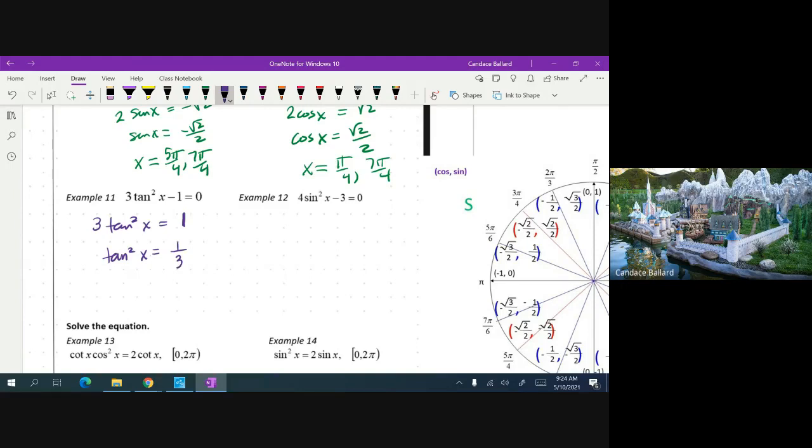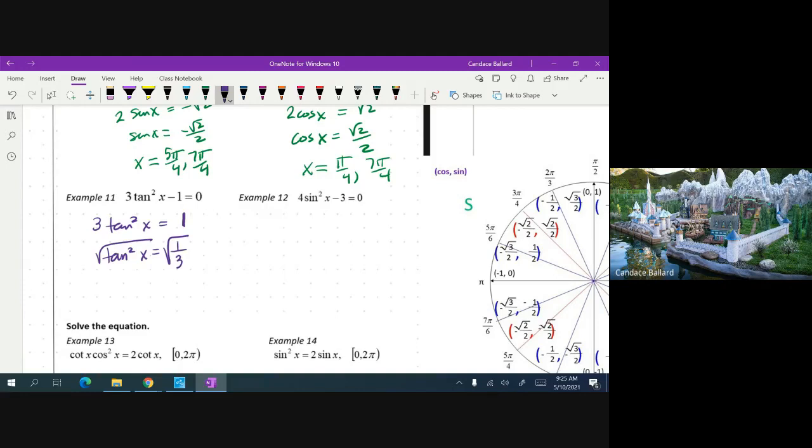Oh, this one's interesting. Okay, we're going to take the square root of both sides. Technically, when I take a square root, what am I supposed to write out in front? What do you guys think? Yeah, we got to write a plus minus.